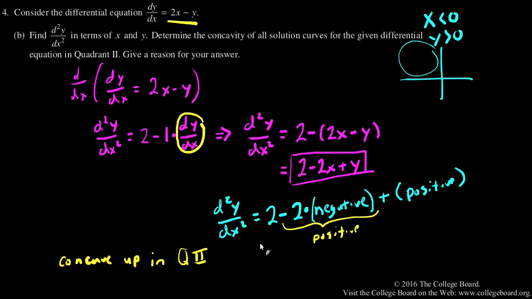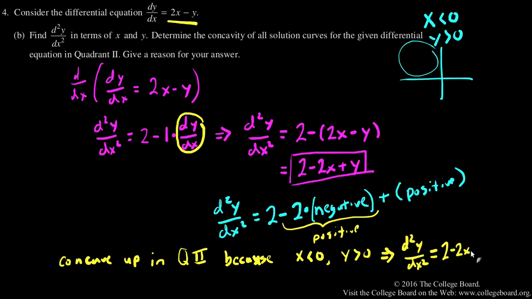And you can basically say, because all x's will be less than 0, all y's will be greater than 0, which would imply that the second derivative, which is equal to 2 minus 2x plus y, has to be positive. Negative times negative is positive there.